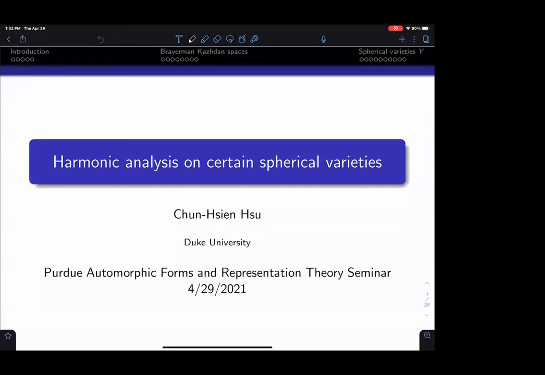It's a great pleasure to be invited to give the talk on our recent work on harmonic analysis on certain types of spherical varieties. This is based on joint work with my advisor, Jay Skase, and Spencer Leslie.